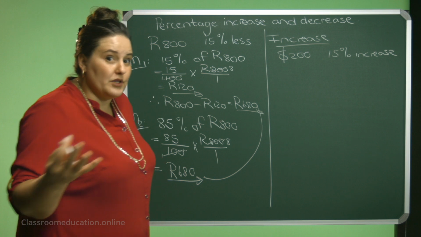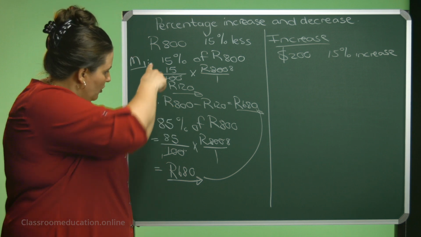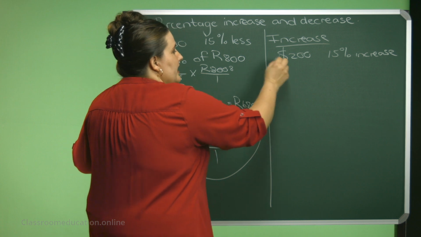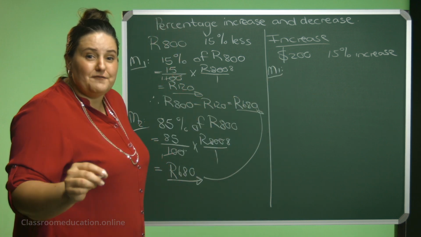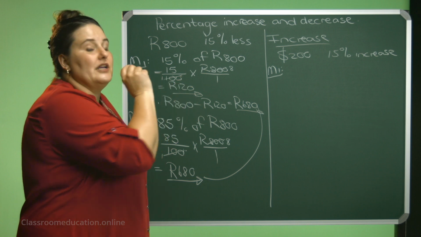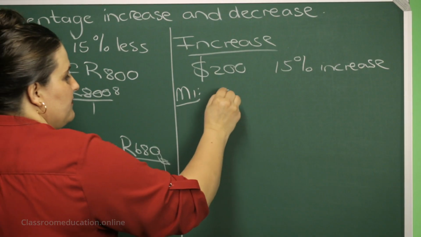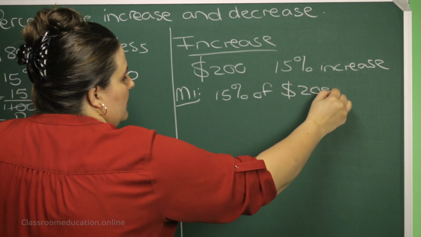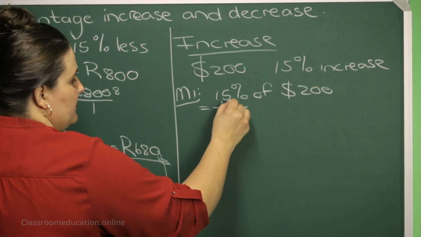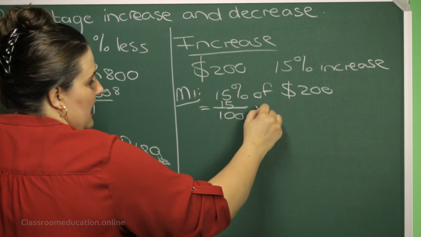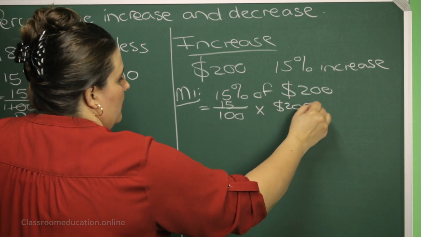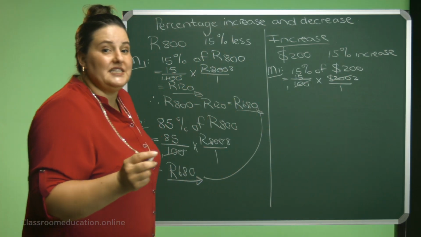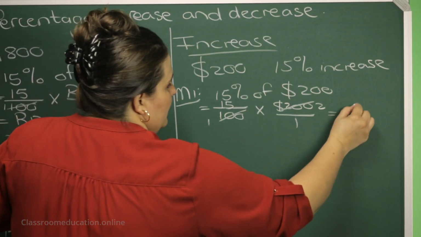Okay? So what will you pay? Again, we will do two methods. First method. Let's work out what is 15% of $200. So 15% of $200. 15 is 15 out of 100 times 200 over 1. Can cancel out. So I have 15 times 2. That will give me $30.